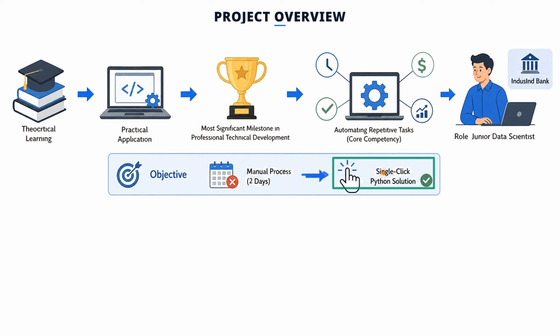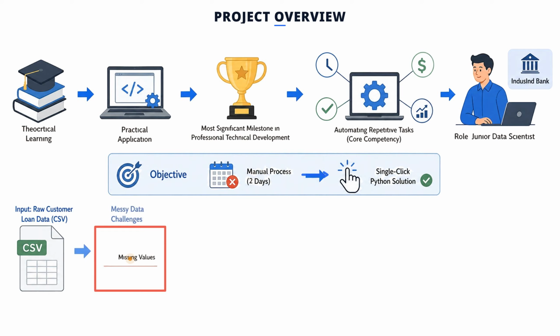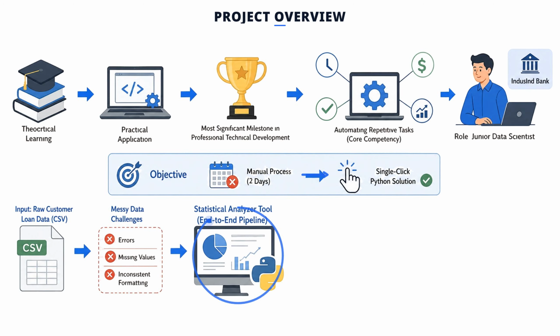The scenario begins on the bottom left with our input, raw customer loan data provided in a standard CSV format. Now, real-world data is almost never perfectly clean. It's extremely messy. It's riddled with errors, missing values, and inconsistent formatting that stops any immediate analysis in its tracks. To solve this, you are going to build a Statistical Analyzer tool using Python. This tool will manage an automated end-to-end pipeline featuring 4 distinct stages.